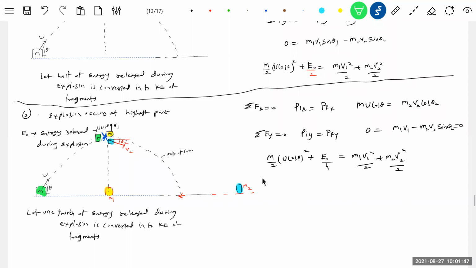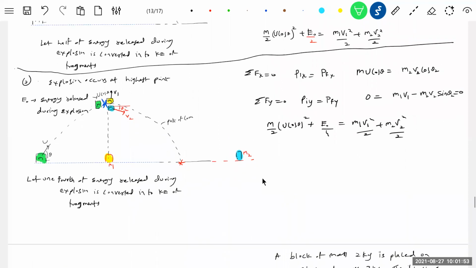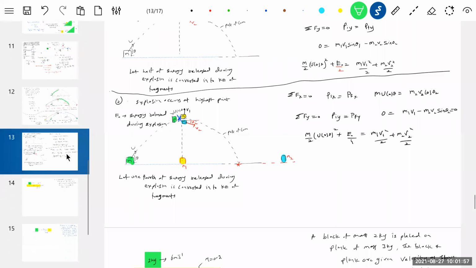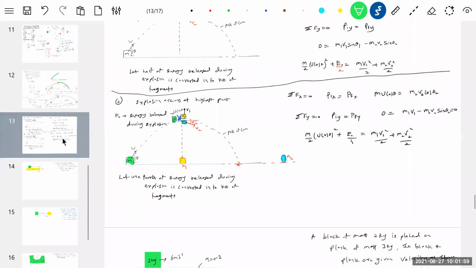Sir, after explosion, can they move in horizontally opposite direction, sir? Yeah, they can also move in opposite direction. I'll bring one more situation. Let them move in whatever direction they want. You apply conservation of linear momentum, that's all.